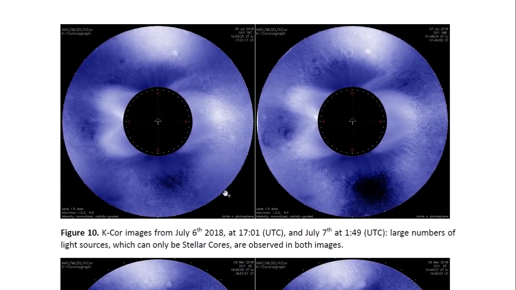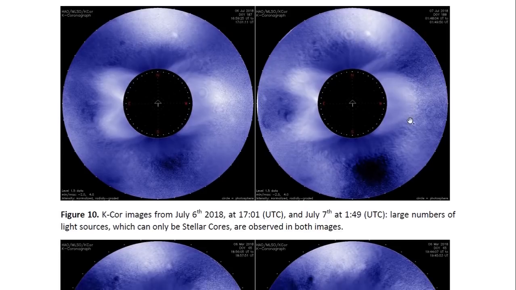Now these images are from July 6, 2018, and I placed the two images side by side. The first image from July 6 at 1701 and the last image at 149. So we can clearly compare and see what has happened. The object was here, it's no longer there. We can see two objects there. I'm not sure that this object is either one of them, but it's possible that it is.